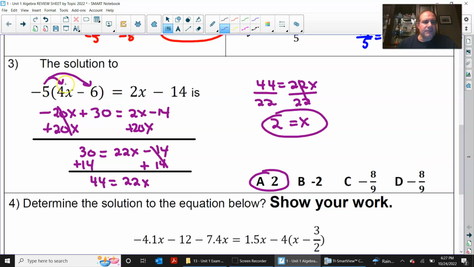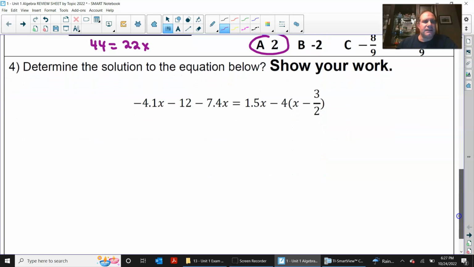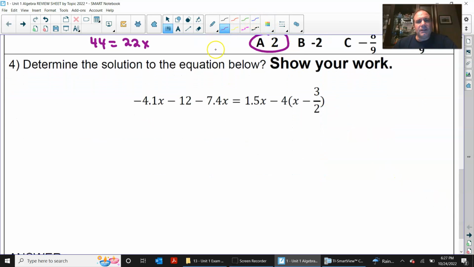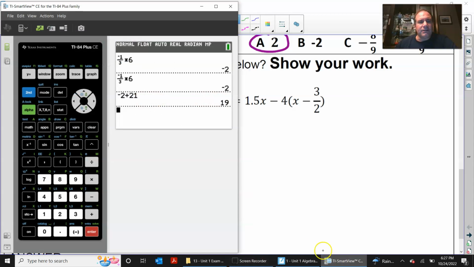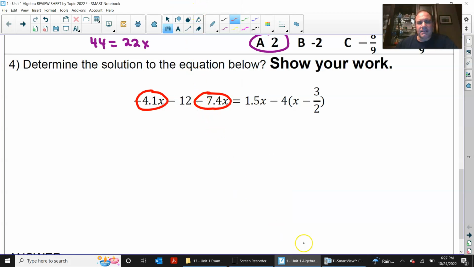Just be careful over here with the two negatives. When you distribute a negative, it changes the sign of everything inside the parentheses. Again, another very long question here, but remember, just take it side by side. This is a negative 4.1x, and this is a negative 7.4x. I am not going to do anything, I'm just going to put it into my calculator. You have negative 4.1 minus, and let me just check out what that is, it's minus 7.4.